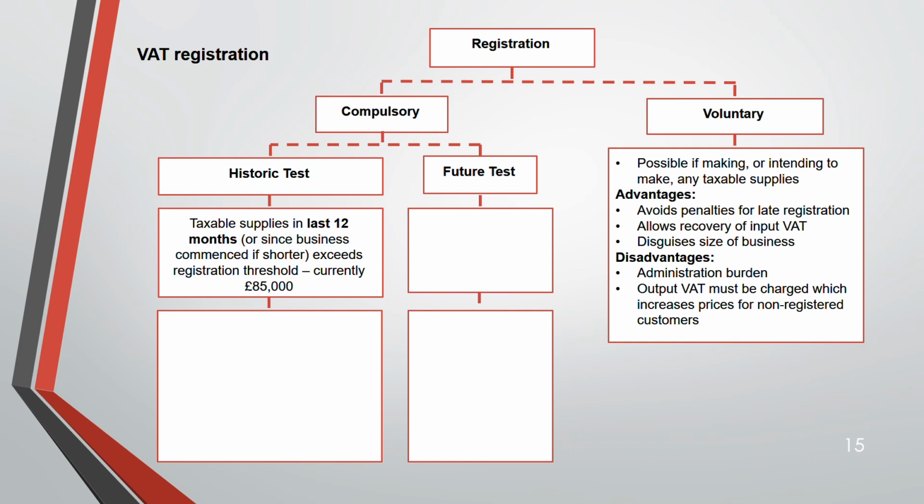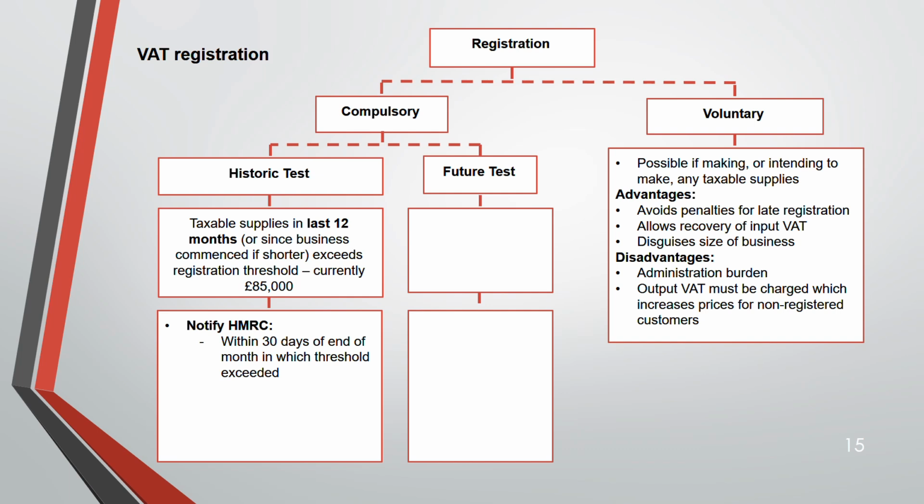Historic test means you look at the past 12 months, or it could be shorter if you have just started a business. Let's say you have been in business for 7 months, so you look at the last 7 months. The registration threshold is 85,000 of taxable supplies. If your taxable supply in the last 12 months exceeds 85,000, you have to notify HMRC within 30 days.